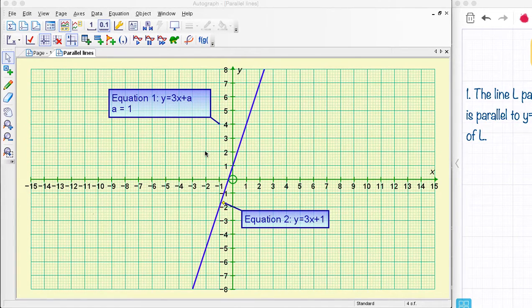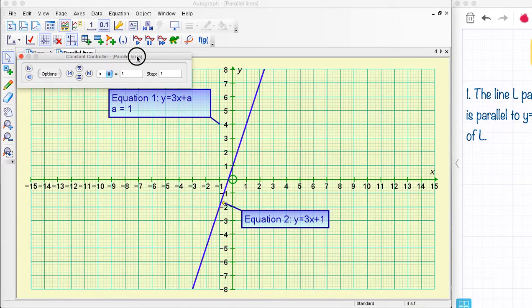I want to look at parallel lines in this video. So I've got a straight line with the equation y equals 3x plus 1. Now this Autograph file will allow me to change the number 1 and turn it into different things. So I'm just going to change the c number, or the y-intercept, but I'm going to keep the gradient the same. So this bit here will let me change it.